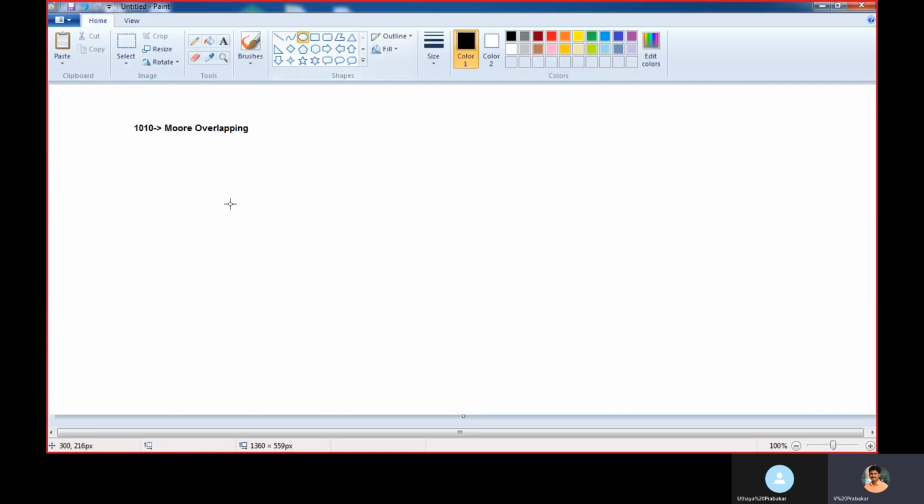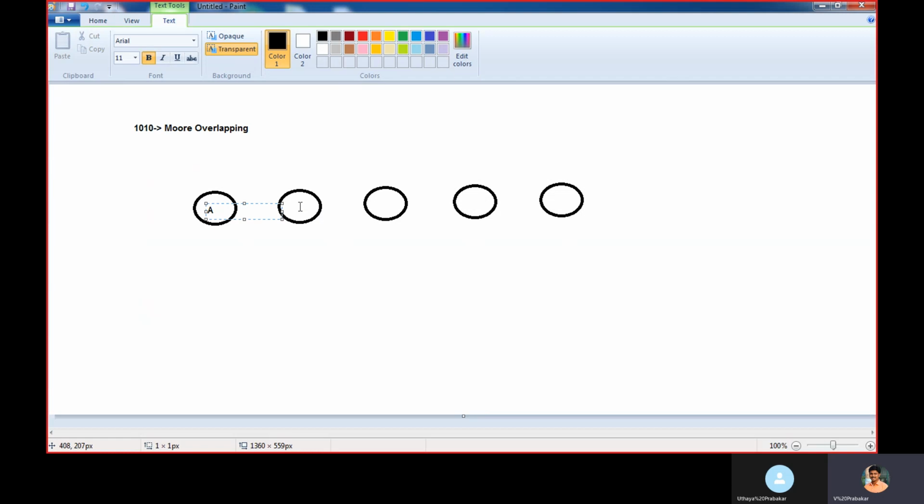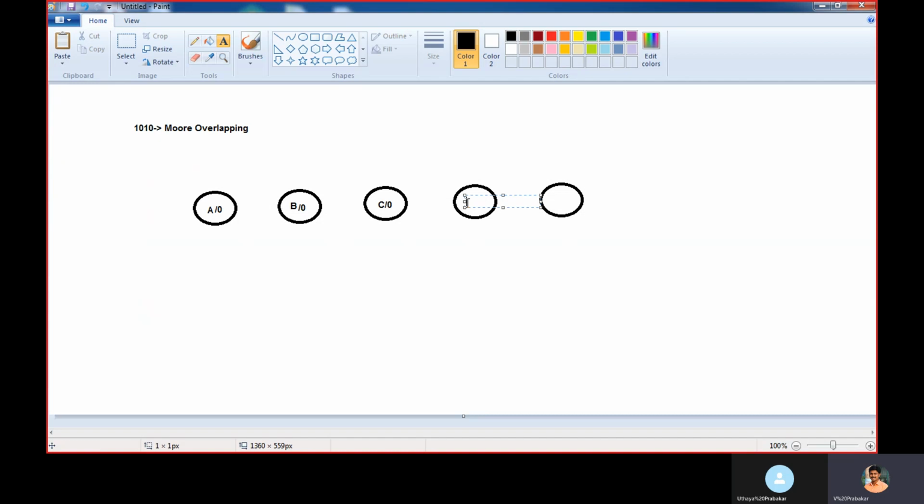The number of states required is 5. So name this state. Here we can take it as A. Here we can also mention the corresponding output for each state. The output depends on the present state.